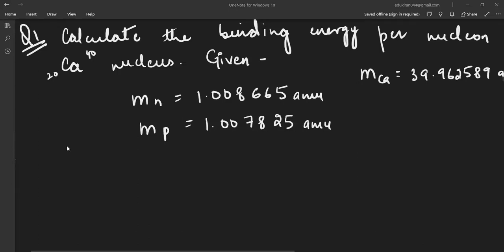Calculate the binding energy per nucleon. Calcium-40 nucleus is given. Mass of calcium is given. Mass of neutron is given. Mass of proton is given.